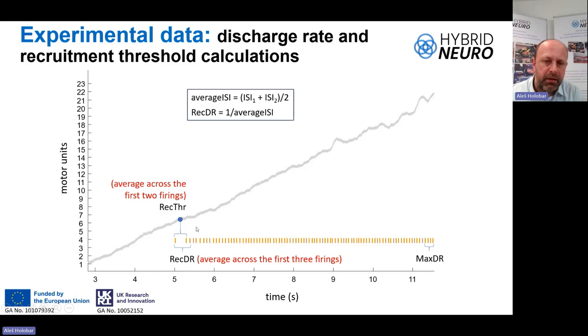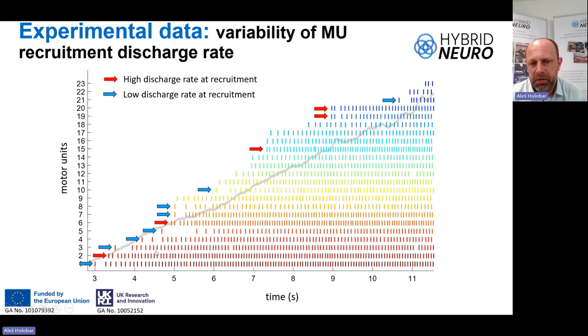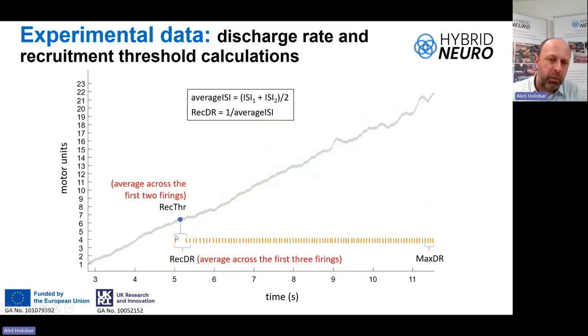But since we have this very, very variable response of the motor units, we decided that we will calculate the recruitment threshold as an average force across the first two firings. And to match this on the level of the discharge rate, we say we will calculate the recruitment discharge rate from the first two interspike intervals, which means three firings, right? This is how the extracted parameters are calculated. The maximum discharge rate is less ambiguous how to calculate it, so I will skip it.